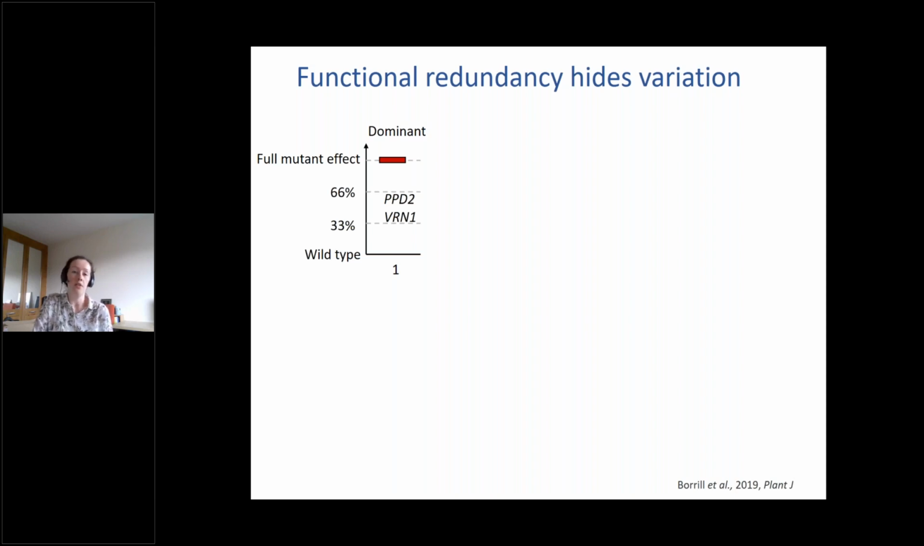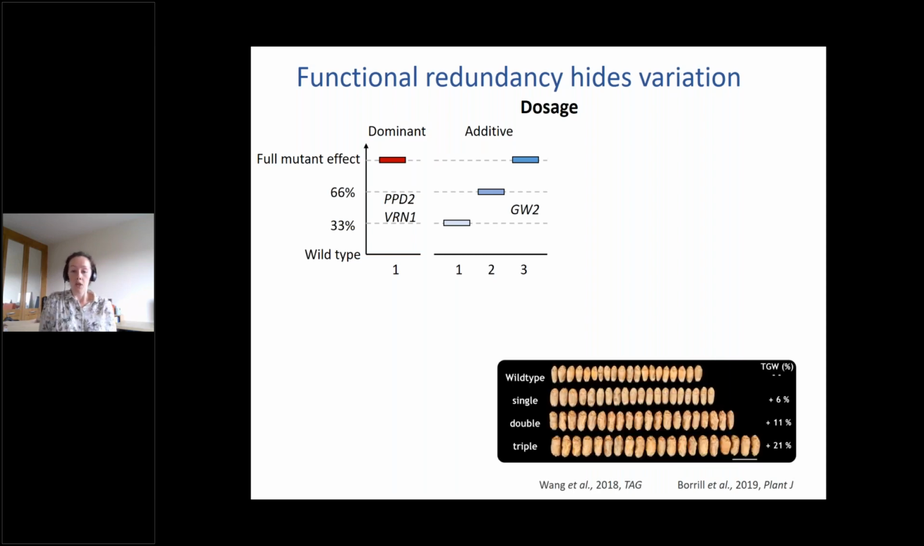However, for many other genes in the wheat genome, because there are multiple copies, we see dosage effects. This means that, for example, if you knock out one copy, then you only get a small effect, so a 33% effect. Whereas if you knock out 2 copies, you get a 66% effect, and then if you knock out 3 copies, you get the full mutant effect. So by mutating just one copy, you only get a relatively small effect size compared to in a diploid species. An example of this is grain weight 2. You can see here that in wheat, when you knock out 1 copy, you increase 1,000 grain weight by 6%.